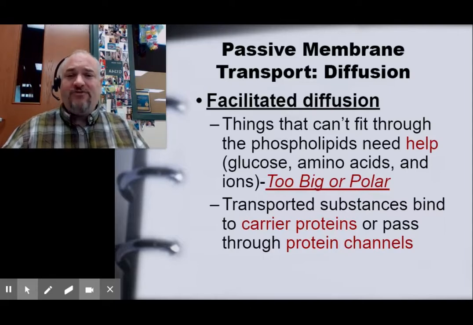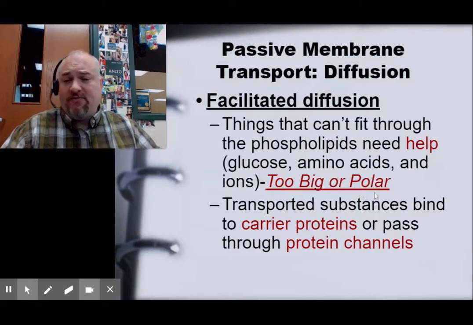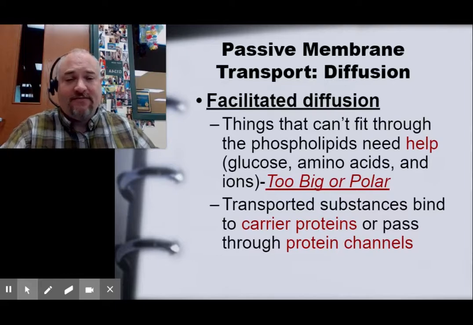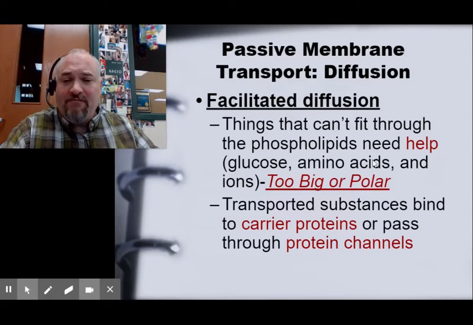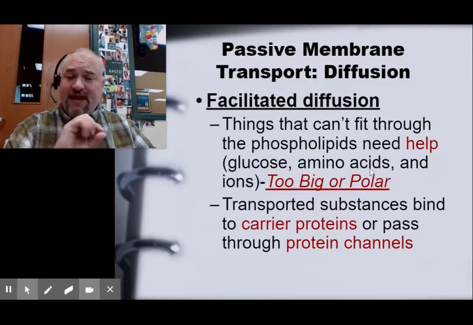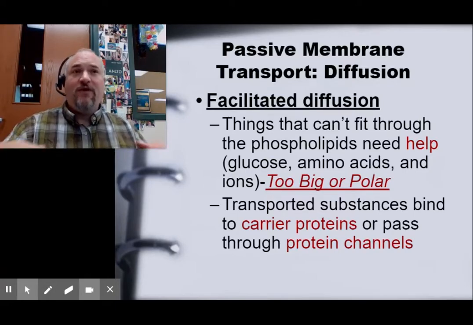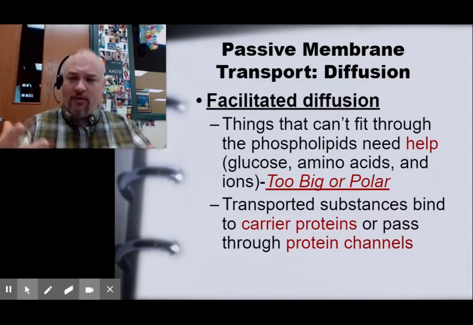But sometimes you have things that can't fit through the phospholipid membrane. We've got things that are bigger or are polar. They can be pretty small things, but polar, like different ions. We need lots of ions moving across our cells at various times for muscle movement and nerve signaling and things of that nature. So when we have really big things or polar things that can't fit between the phospholipids, we can still let diffusion power that motion.